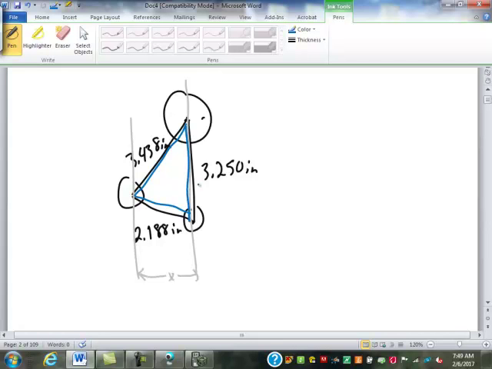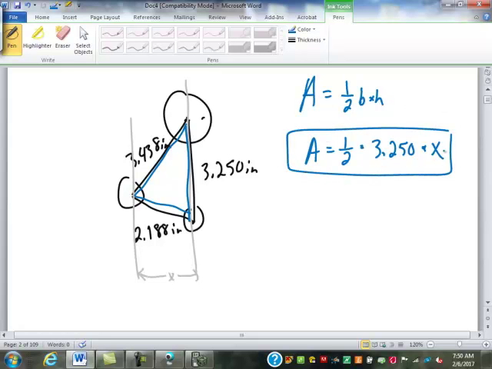Here's a triangle. I can find the area of that triangle two ways. One way is the area of the triangle is 1/2 base times height. I know the base is 3.250. The height is x, is what I'm looking for. So if I knew the area, I could find x.